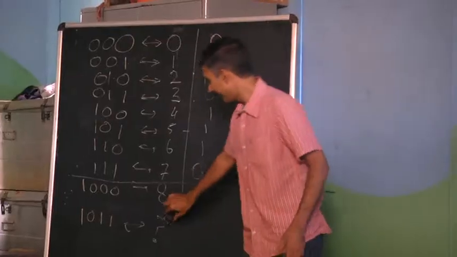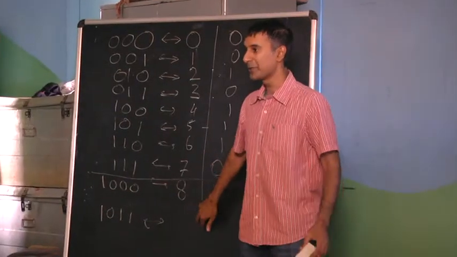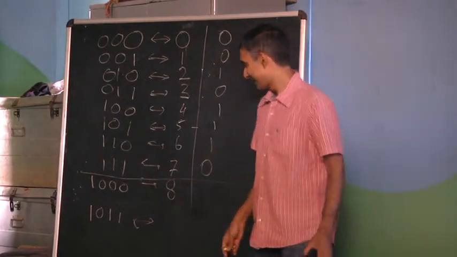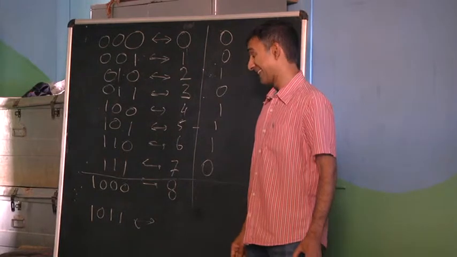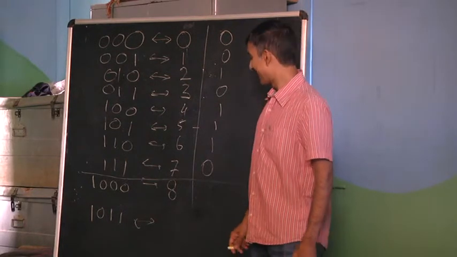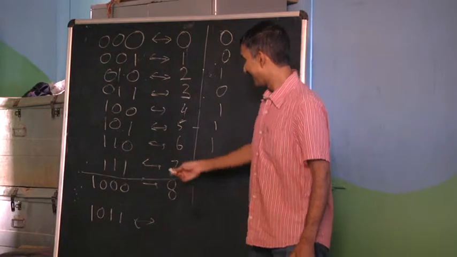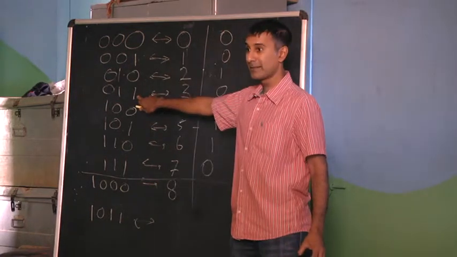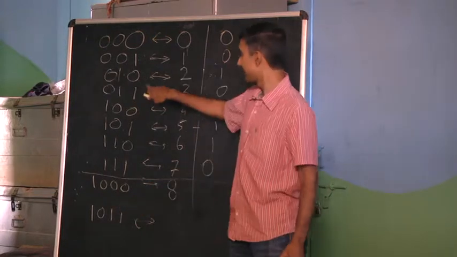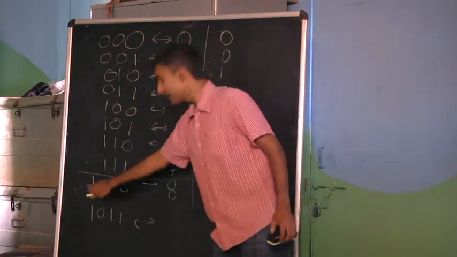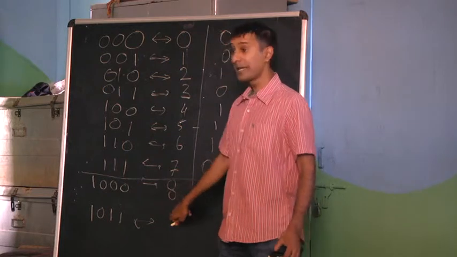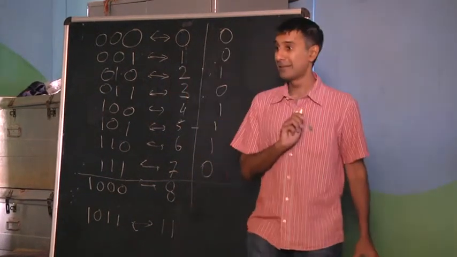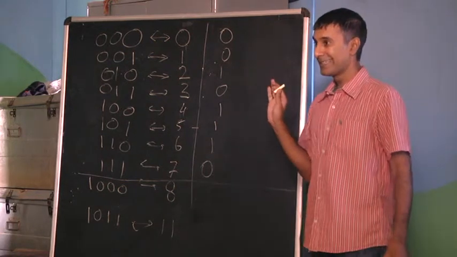And to do that, tough, right? How do I find out what number comes here from here? 9. 10. 11. Actually, 10. 9. You see, this little number here is 3. Yeah, this bit is 3. And this bit is 8. So this must be 8 plus 3. Everybody get this? Yeah?